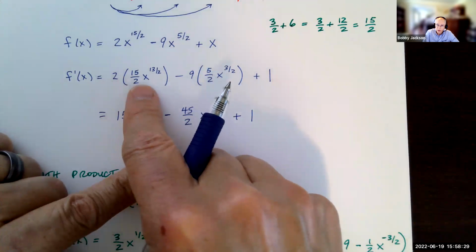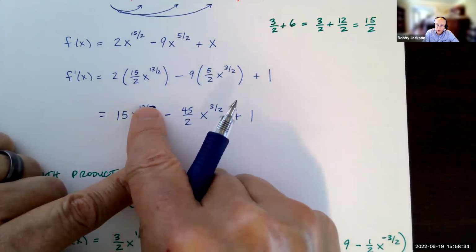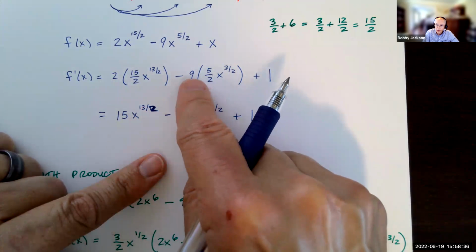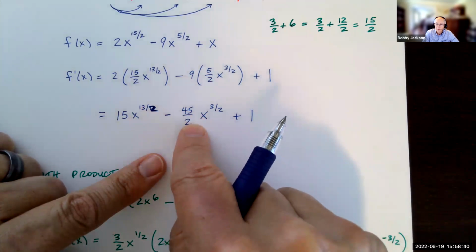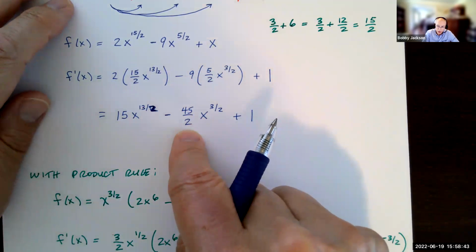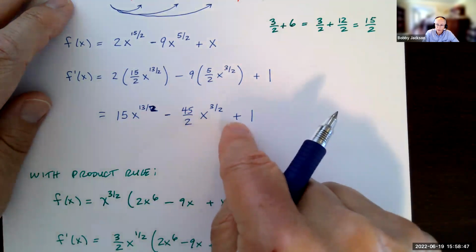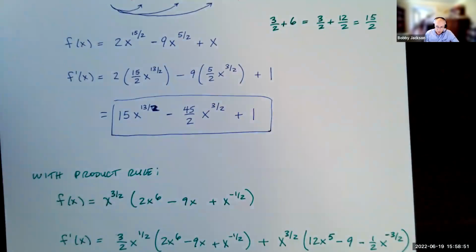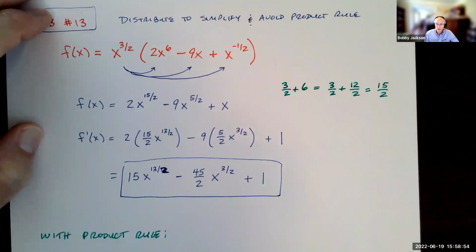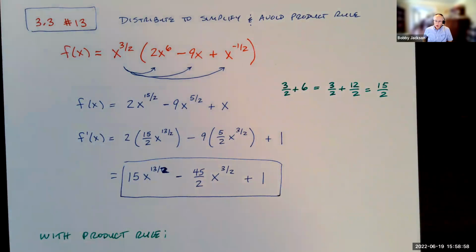And just clean this up, 2 times 15/2 just gives me 15, x to the 13/2 minus, well, here I can't do any simplifying, but 9 times 5 is 45/2, or I guess that's 22.5, 45/2 times x to the 3/2, and then plus 1. And this is the derivative, and you're done. And there's no product rule at all in here. And so just because you know the product rule doesn't mean you necessarily have to use it or even want to use it. Let me just show you real quick how this looks with the product rule.